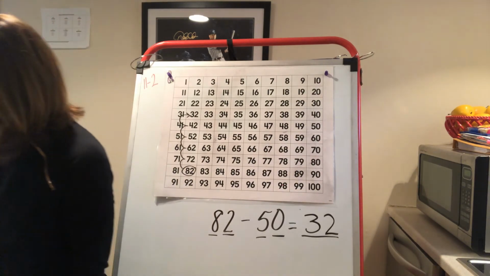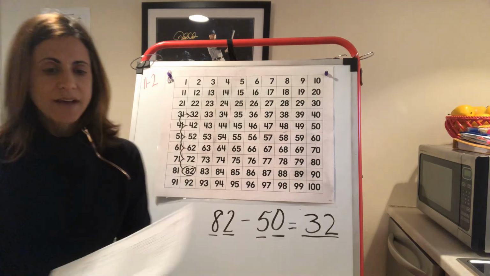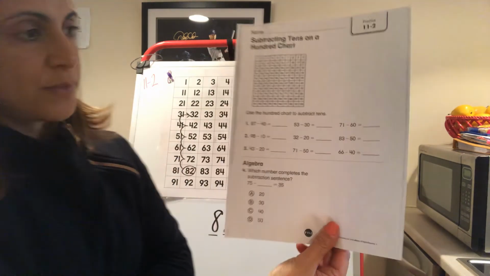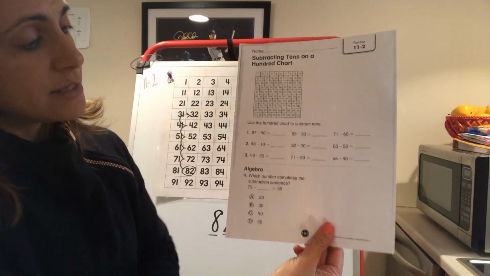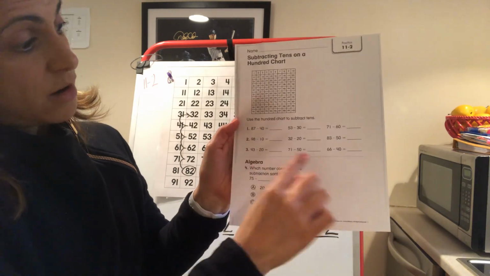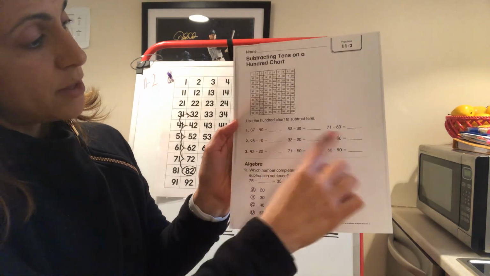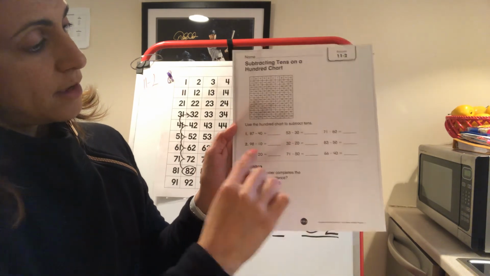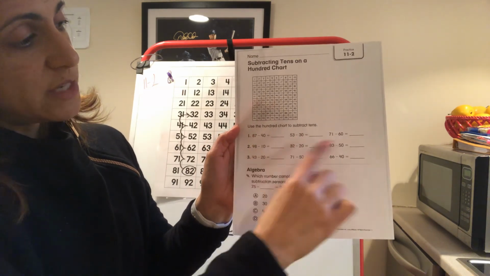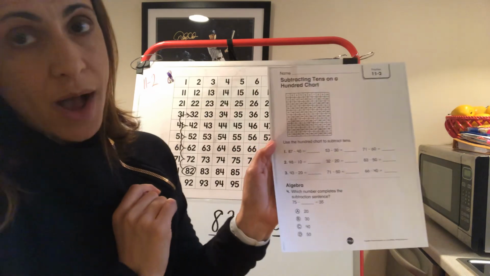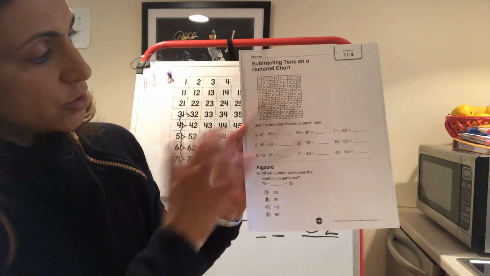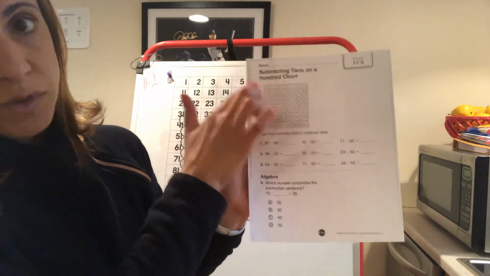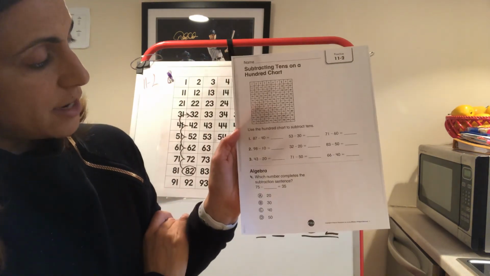Okay, give that a try. Take out this page 11-2. You're going to use the hundreds chart to subtract the tens. There are 3 problems, and there's 3 questions in each problem. That makes 9 problems on the top. Use the hundreds chart to help you. Start at the first number and count back whatever group of 10 they're asking you.